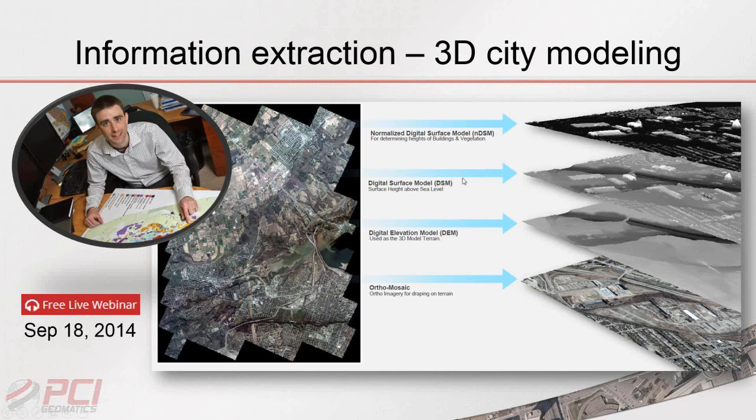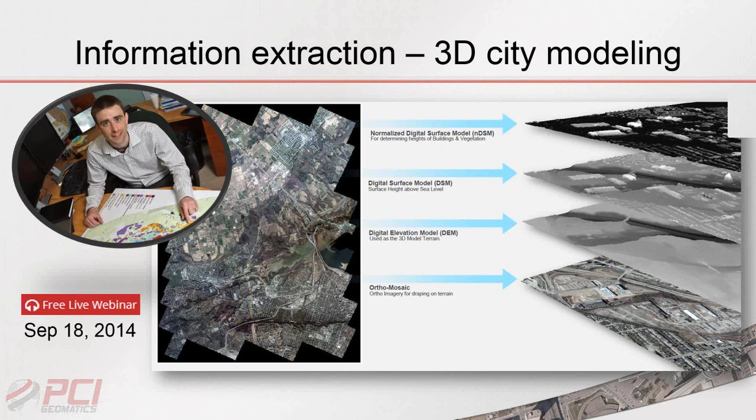We can also derive the complete DSM with the height above sea level. We can filter the features off of the DSM and be left with the DTM, or digital terrain model. And what that allows us to do is to create really nice orthomosaics from the imagery itself that are quite accurate and can be used for displaying as well. Another part of our 3D city modeling tool, so we'll be showing you how to do all of this from start to finish in our webinar on the 18th of September.